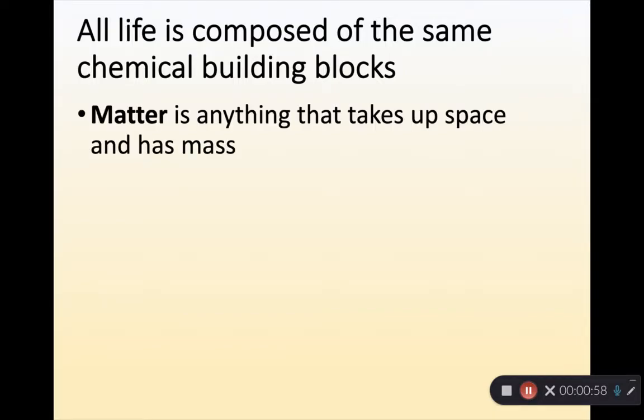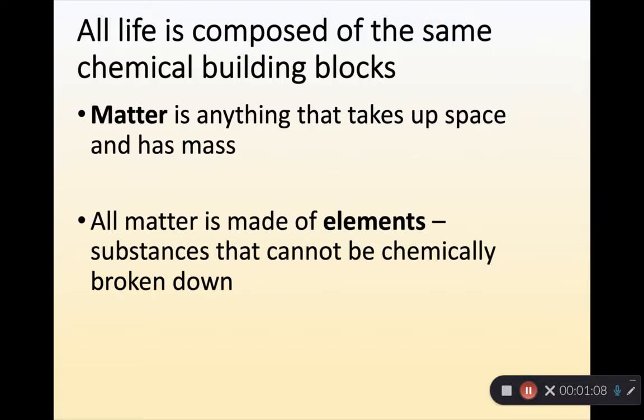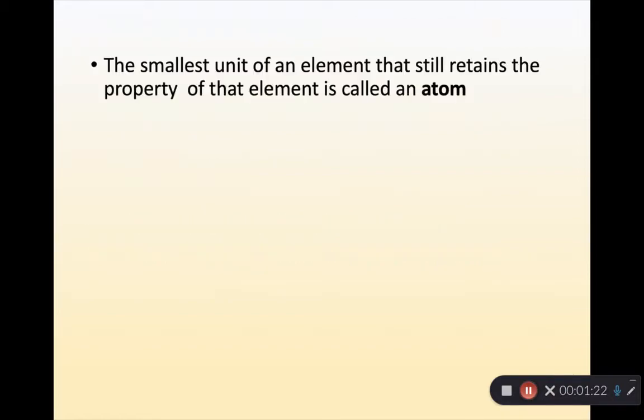When we're talking about this in a scientific context, we're talking about matter. Matter is anything that takes up space and, critically, has mass. And all matter is made of elements. These are substances that cannot be chemically broken down, so it's the base unit of matter. The smallest unit of an element that you can possibly have is an atom, and atoms have distinct chemical properties.